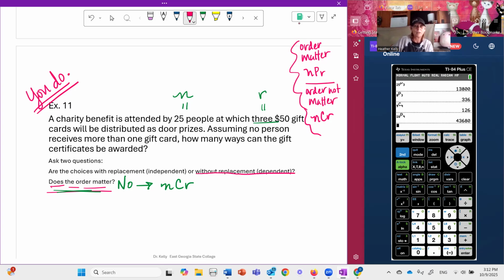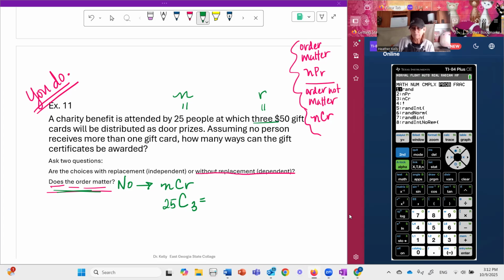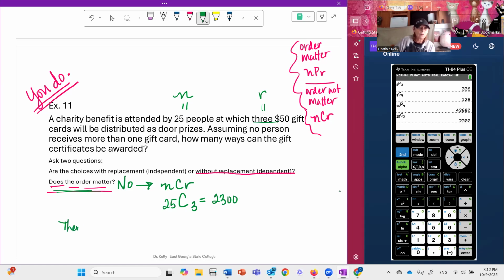Okay. And now I'll come back here, finish this guy up. So n, we have 25, C3. Get 2,300. So we can say there are 2,300 ways to distribute the 3 prizes.